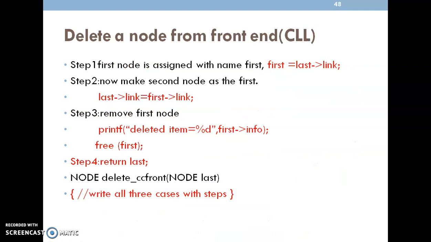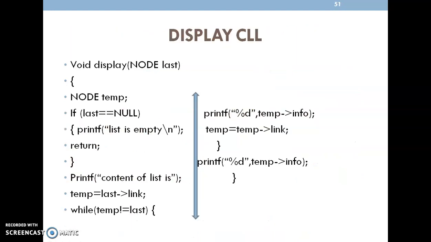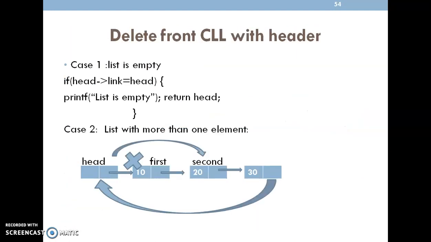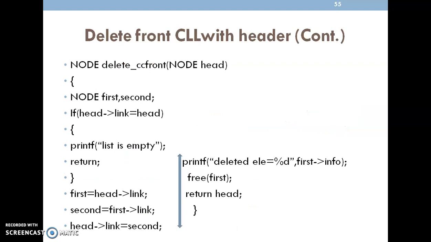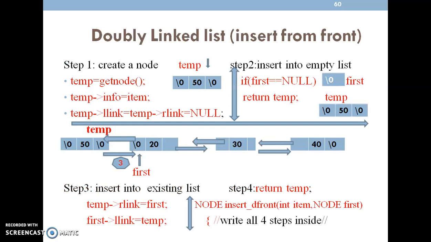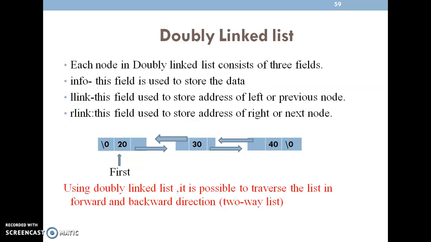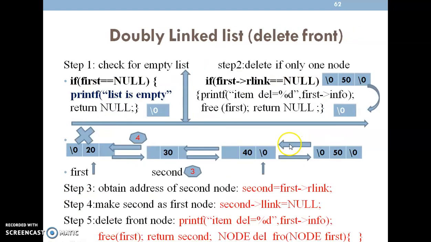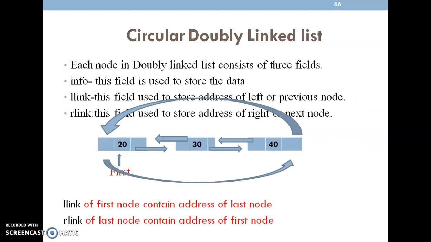The difference between a doubly linked list and a circular doubly linked list is that in a plain doubly linked list, the first node's left link contains the null value. Similarly, the last node's right link contains the null value. But in the circular doubly linked list, the first node's left link contains the address of the last node, and the last node's right link contains the address of the first node. Then only it becomes circular. Okay.